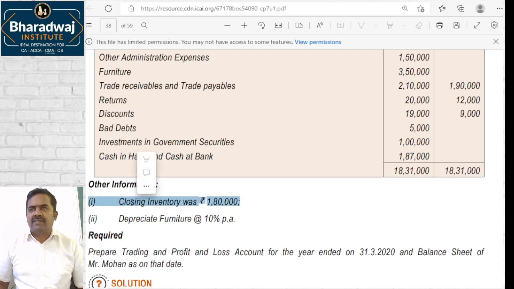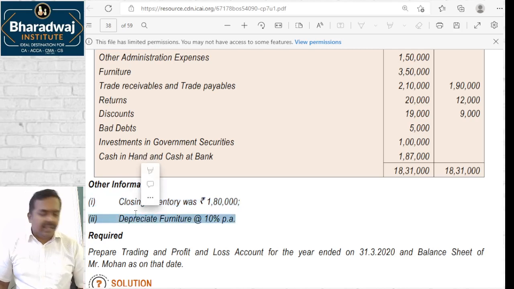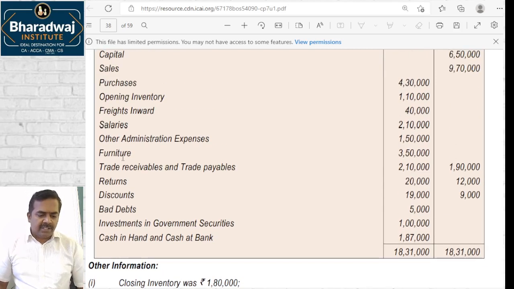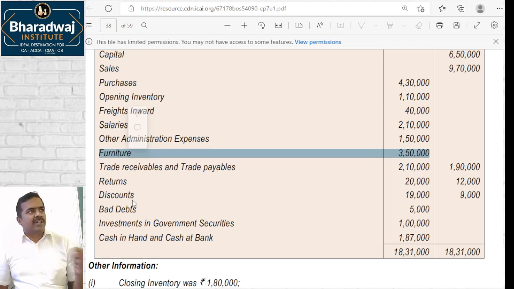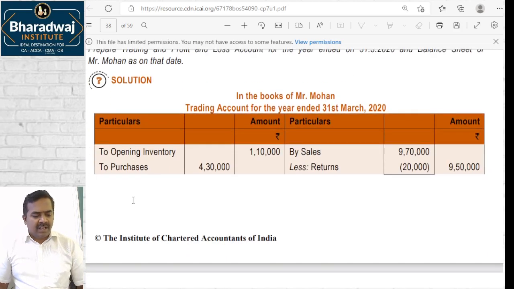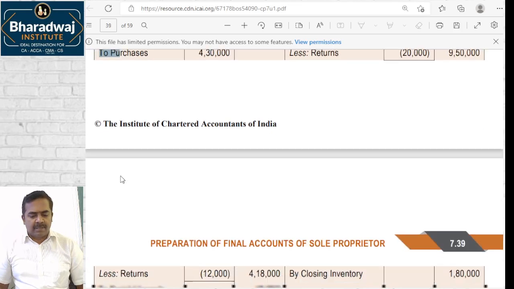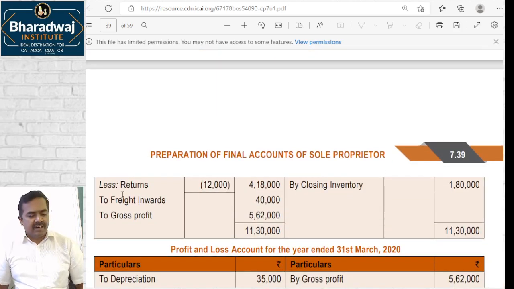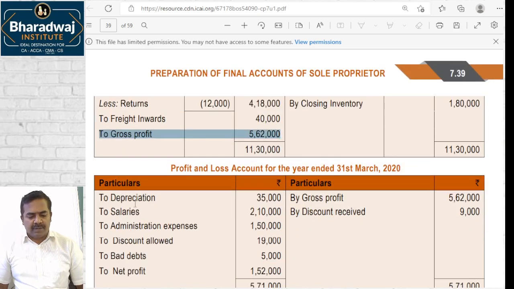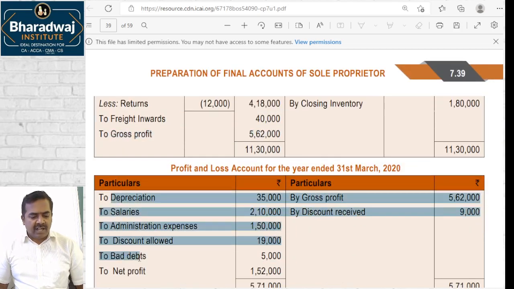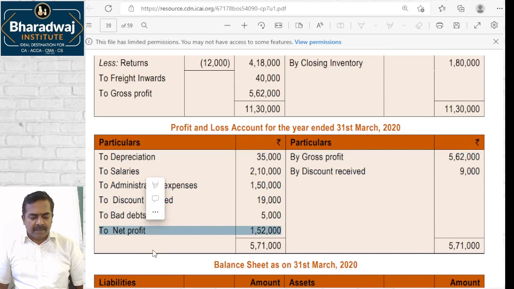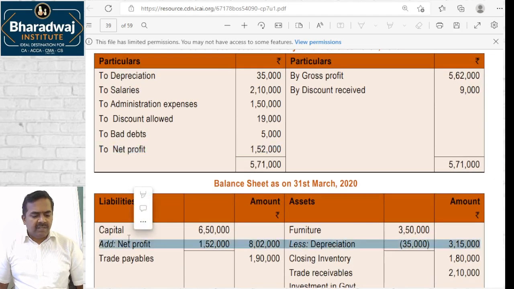Closing inventory, where will we show it? Trading account, and then we will show it in the balance sheet also. Depreciate furniture by 10%. The depreciation on furniture you will charge in P&L account as well as in the balance sheet. And we prepare a trading account with opening stock, purchases, sales returns, freight inwards, closing stock, and we get gross profit. Then we charge indirect expenses in the P&L account where we get net profit.